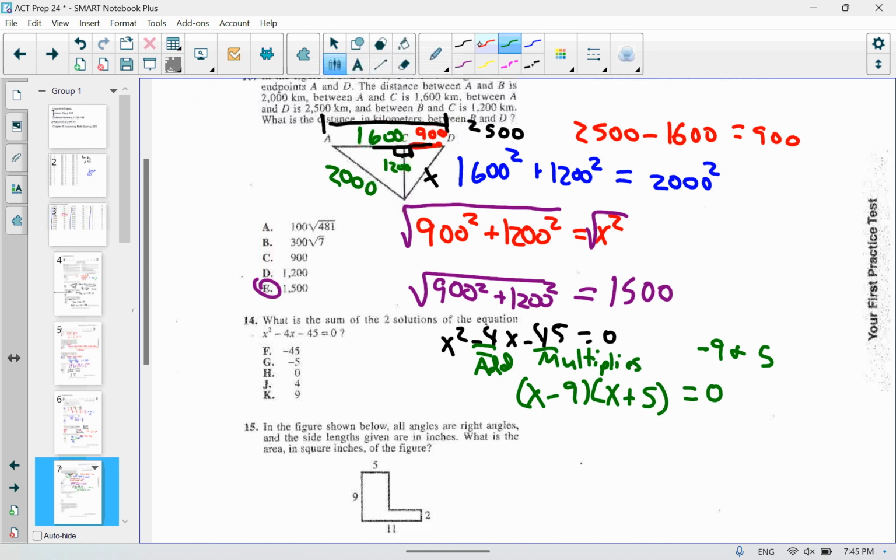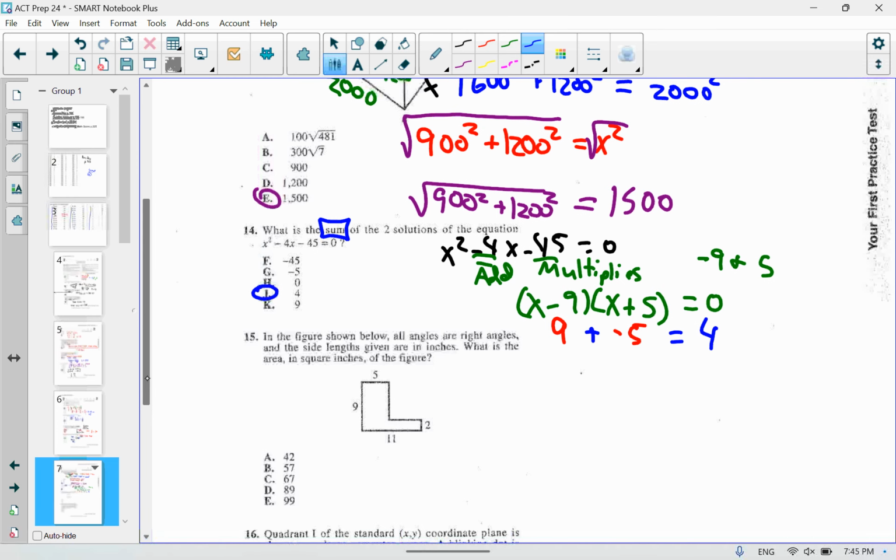I could set both of those things equal to 0 and solve. I would get positive 9 and negative 5. The question specifically says, what is the sum of those answers? So sum means add. If I add those together, I would get 4. So letter J.